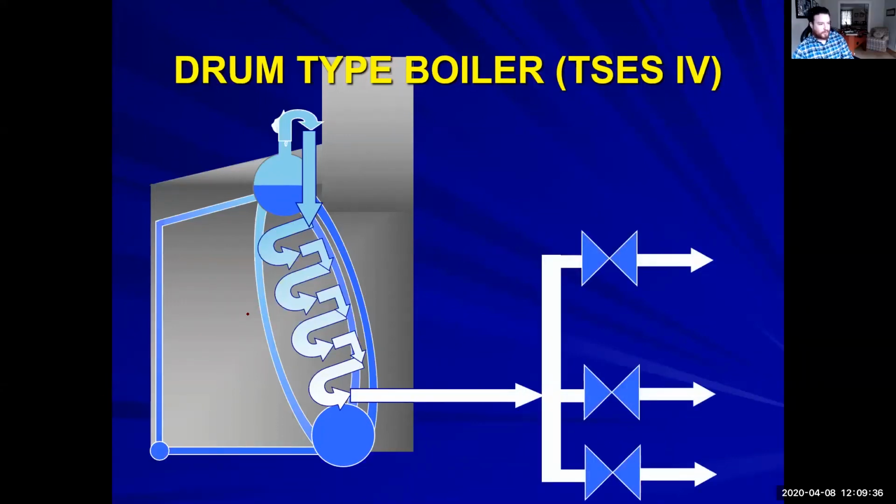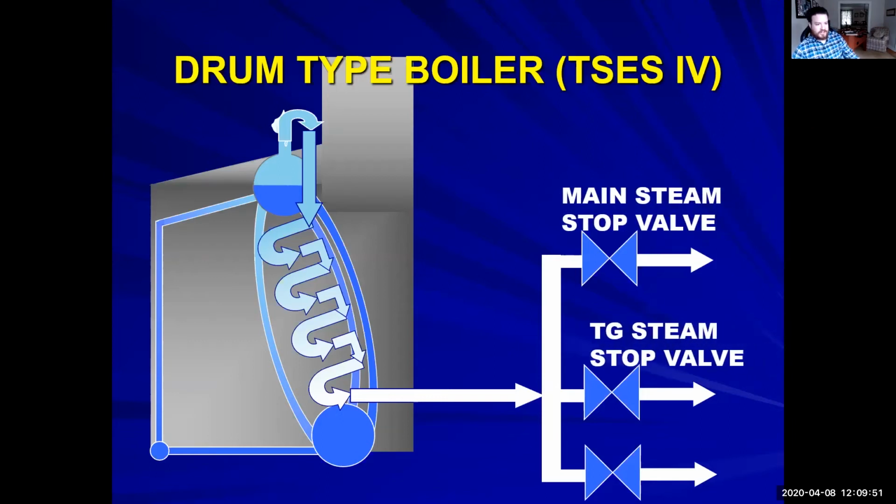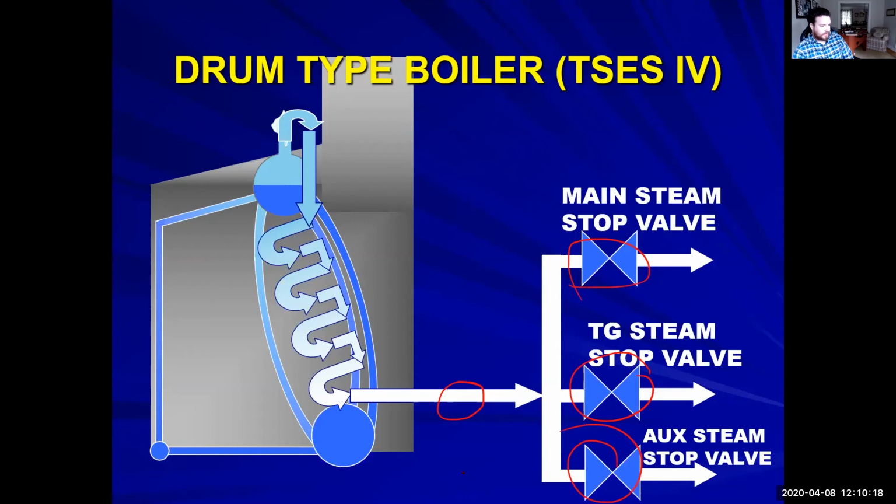So we come out of our superheater, and again, we're coming directly out of our superheater, and we go to 3 main lines. All right. We have our main steam stop valve, our TG steam stop valve, and our auxiliary steam stop valve. All the steam on board the vessel comes out at one spot, out of our superheated steam point. It doesn't matter where it's going. It's all the same steam.